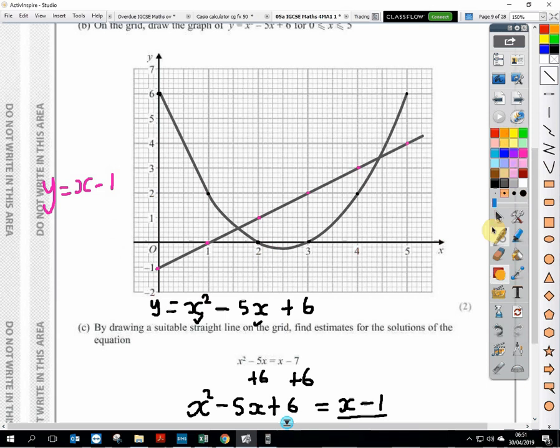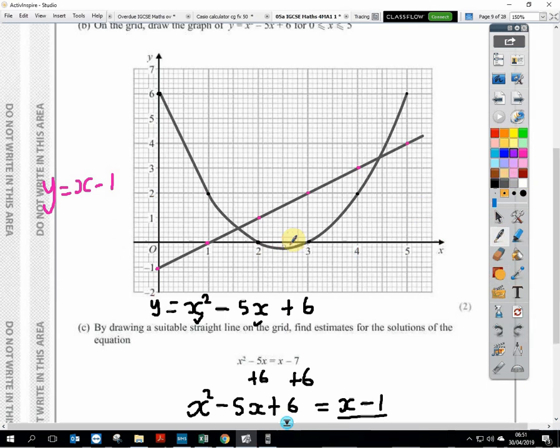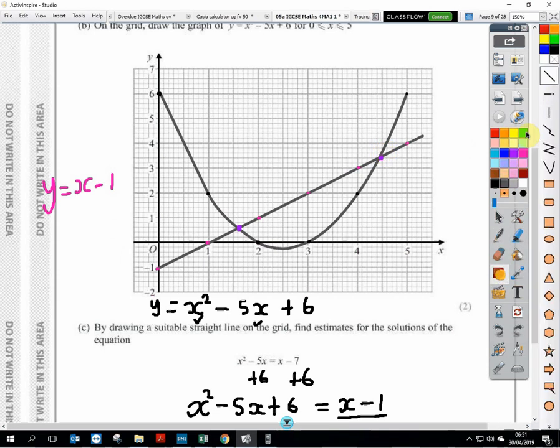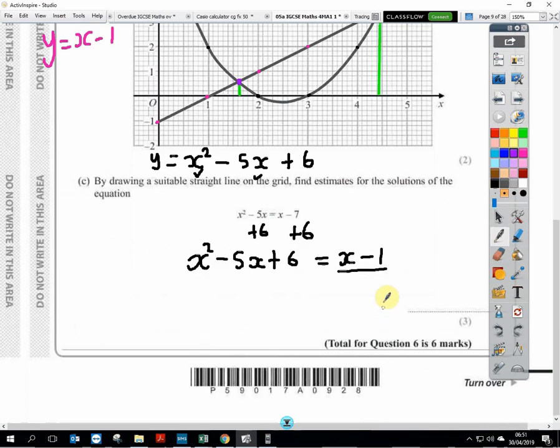And what you'll find is the line and the curve intersect at 2 points. The intersection points are the solutions to the equation. So what you need to do is draw a line down, and try to read these off as accurately as you can to 1 decimal place. And to 1 decimal place, we end up with something like around about 1.6. Right, x equals 1.6, comma, x equals 4.4.